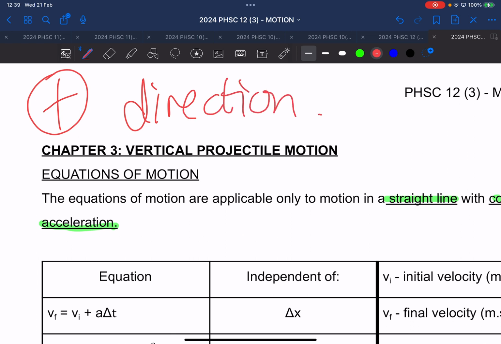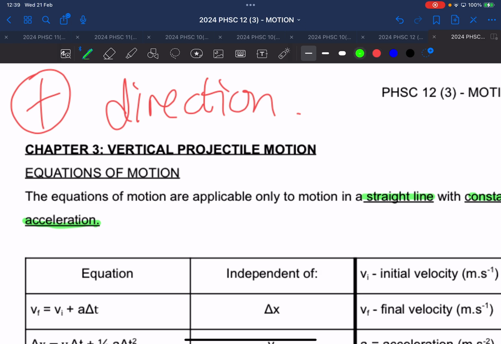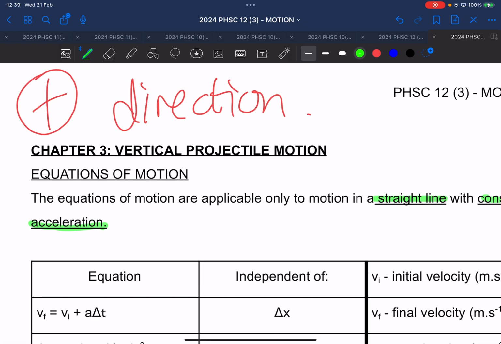Now, normally in this question, the positive direction that you choose is your first motion. Meaning, if it goes to the right first, you choose right to be positive. If it goes up, you choose up to be positive. First motion, you choose to be positive.